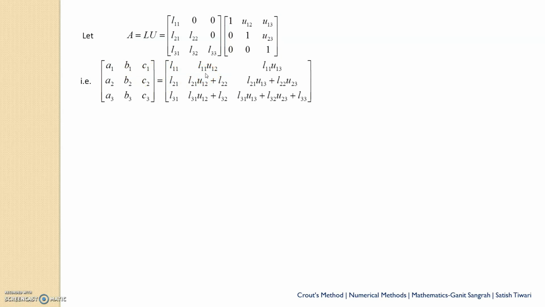Putting the value of L11 here, I will get the U12 value, equating with this B1. Similarly, the remaining elements we can find out. This we will see in a better way in the example. That is how to calculate the constants' values.